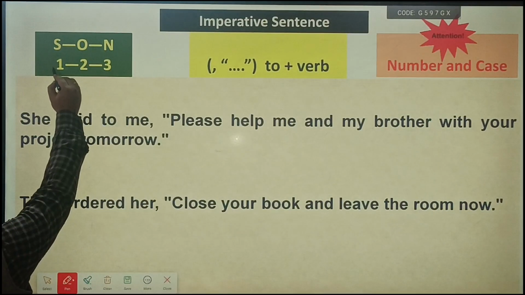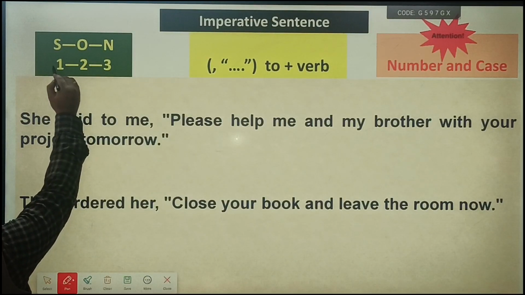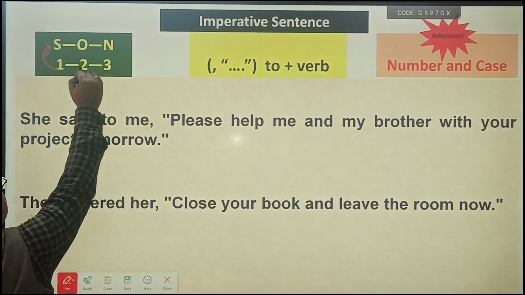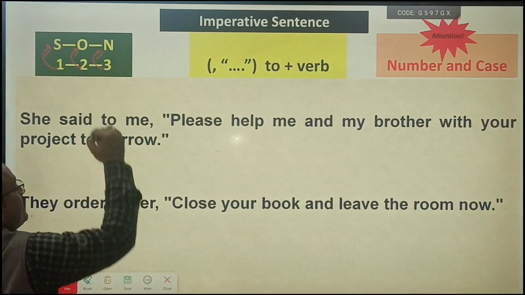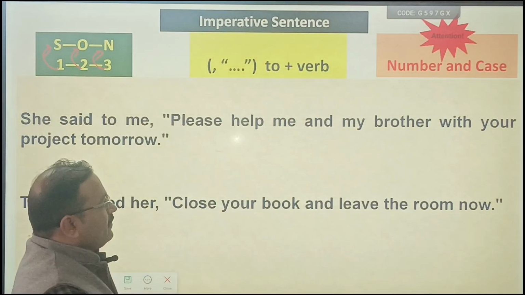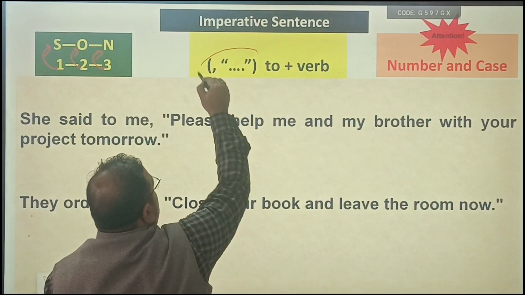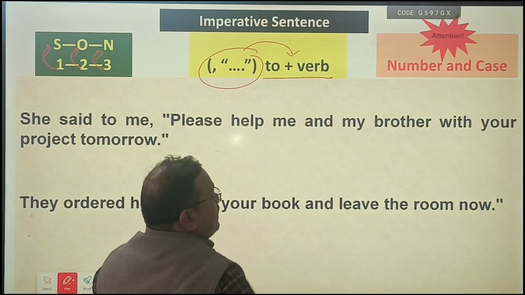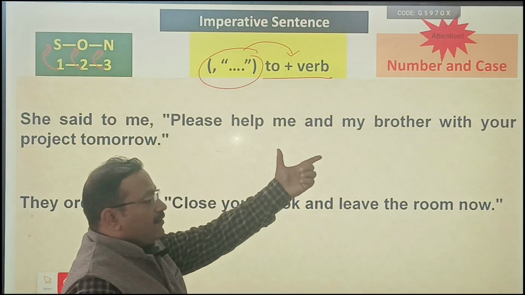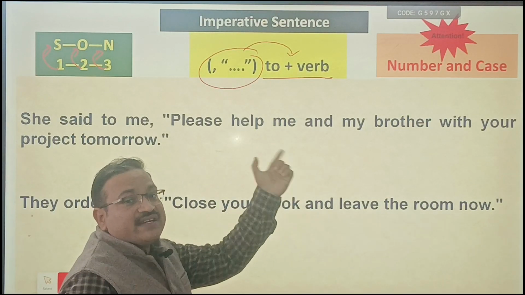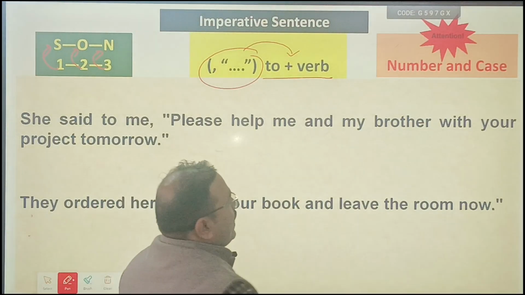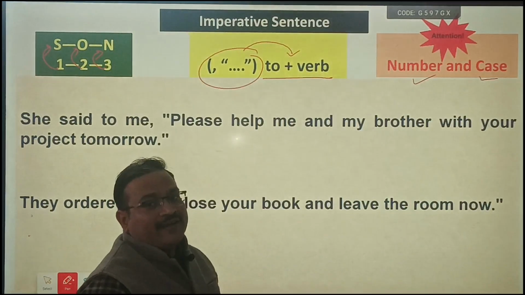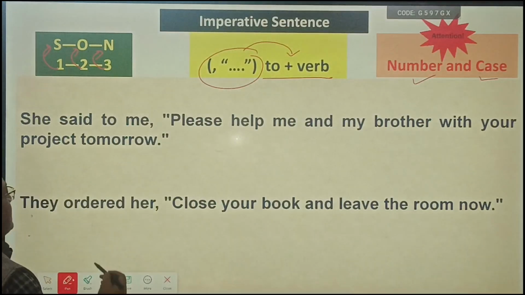So let us start with, as you know, and we have already discussed, first person is changed by subject, second person is changed by object, and third person does not change. Now, in place of inverted comma, what we will write? To plus verb, while changing imperative sentence into indirect speech. And number and case, 2 conditions we have to check. So now let us start.